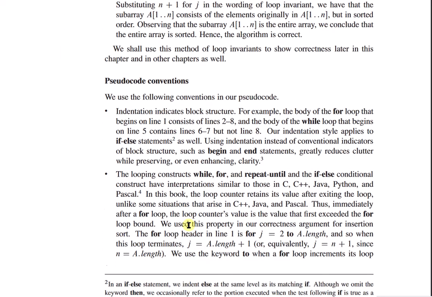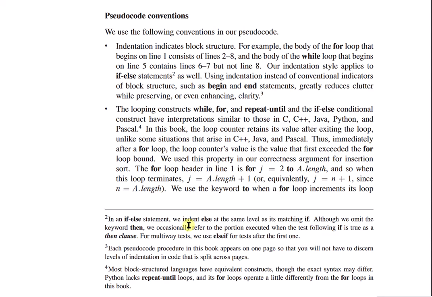Pseudocode conventions. We use the following conventions in our pseudocode. Indentation indicates block structure. For example, the body of the for loop that begins on line 1 consists of lines 2 to 8, and the body of the while loop that begins on line 5 contains lines 6 to 7 but not line 8. Our indentation style applies to if-else statements as well.